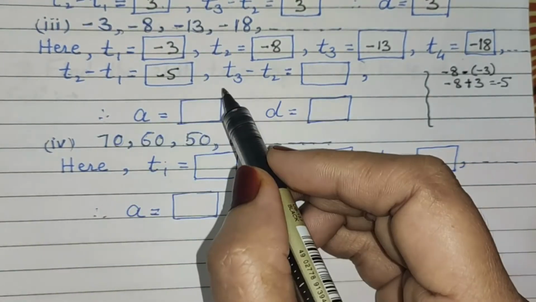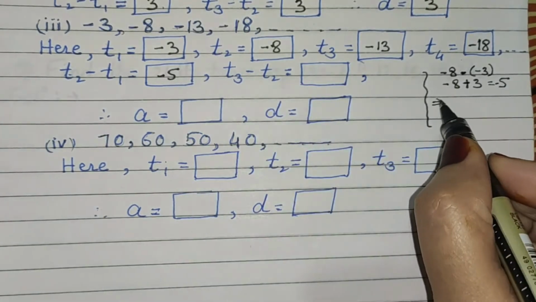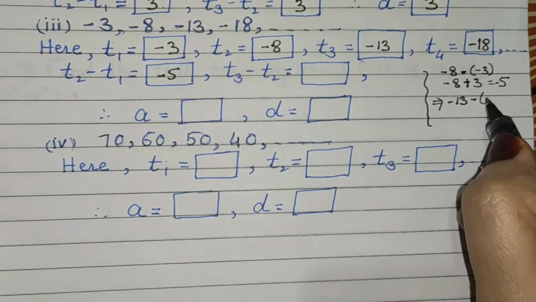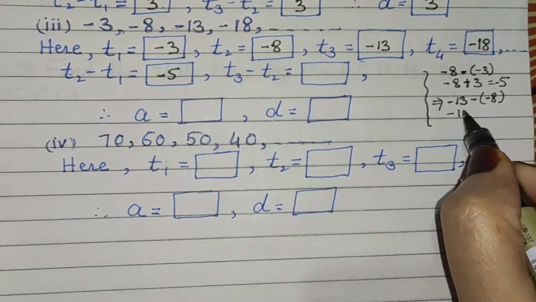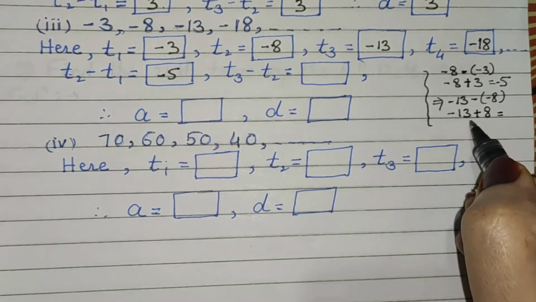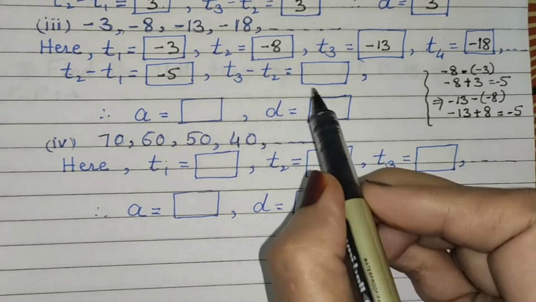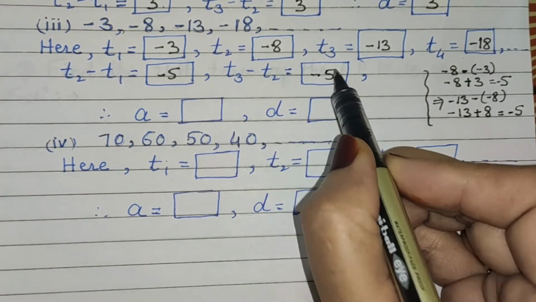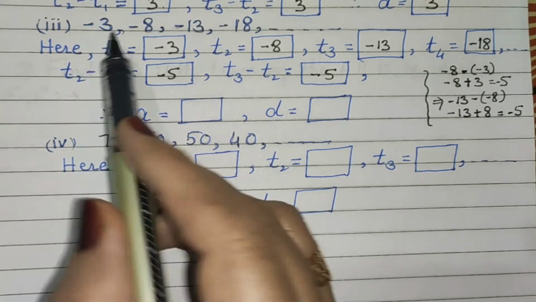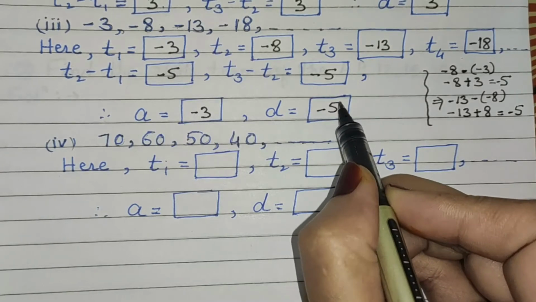Minus 5. Now the second is T3 minus T2. The value of T3 is minus 13 minus T2, minus 8. Solving, minus 13 minus into minus plus 8, 13 minus 8, we get 5 and take the sign of the greater one. Value is minus 5. Therefore a is equal to, a is the first term. The first term here is minus 3 and the value of d, common difference, is minus 5.